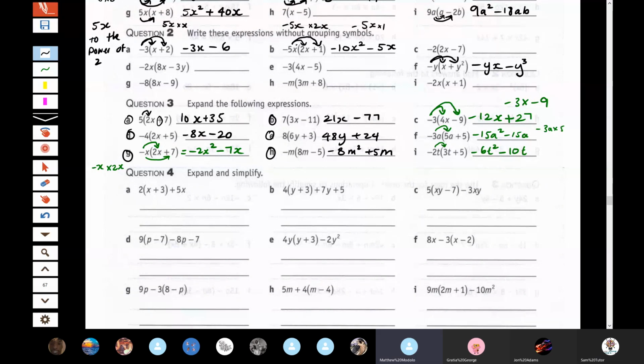I got them all right except the H. I just forgot to add the m on the 5. Okay, yep, 5m. So negative and negative makes it a positive, and then 5 times m is 5m. All right, good work, Matt. Thank you for your honesty. Anybody else?